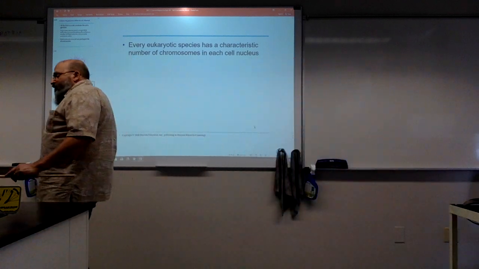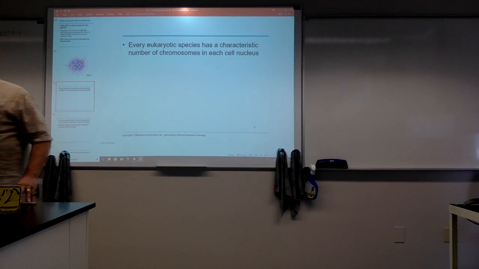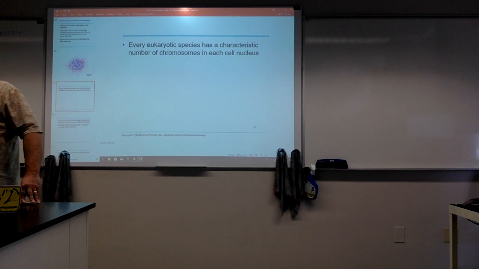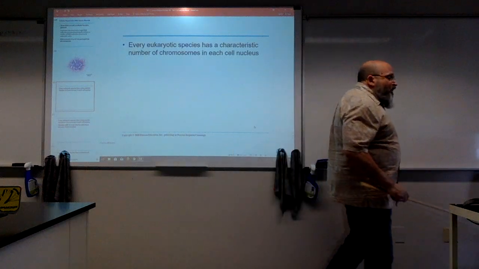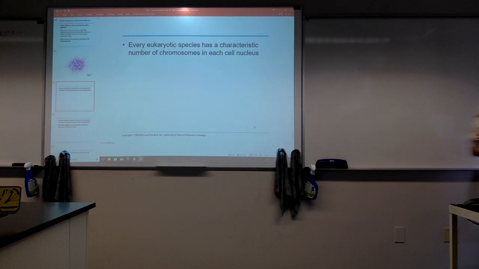Does that mean no other species can have 46 chromosomes? No. Other species can have the same number of chromosomes. That just means if you're a human, if you have 45 or 47 chromosomes, there's usually something awry, something wrong. So humans need to have 46 chromosomes.